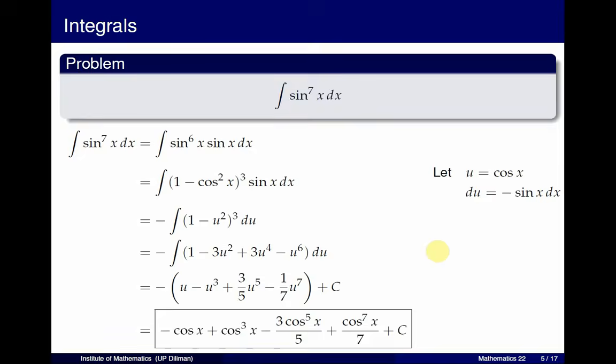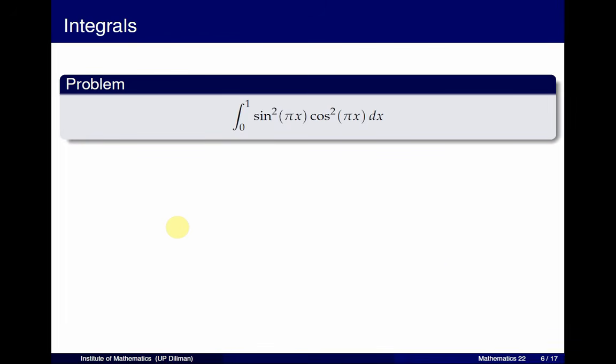Okay, let's go to the next problem. The integral from 0 to 1 of sine squared of pi x times cosine squared of pi x dx. Now notice that this is the case where you have a product of an even power of sine and an even power of cosine. So what do we do here? Well, for an even power of sine and an even power of cosine, we will use the half angle identities. So just recall the half angle identities from the Math 20 videos.